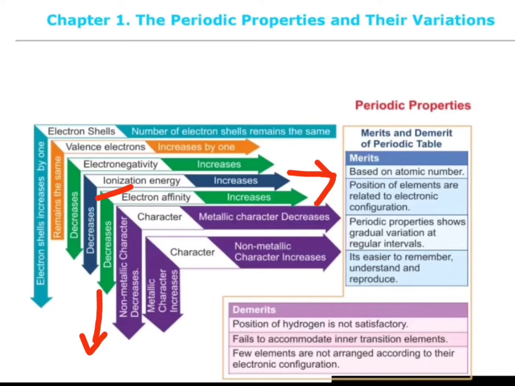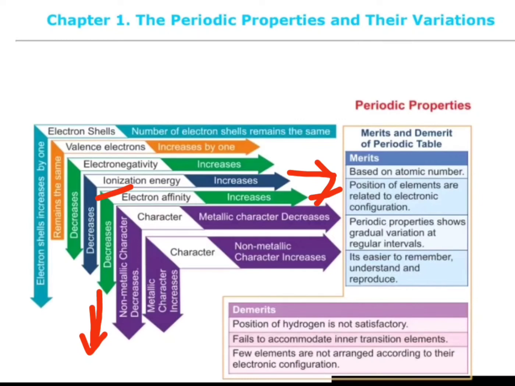Next factor is electron affinity or electron gain enthalpy. The amount of energy liberated or released when an electron is added to an atom is called electron gain enthalpy or electron affinity. It increases in any period while it decreases in any group. With increasing size, electron affinity decreases.